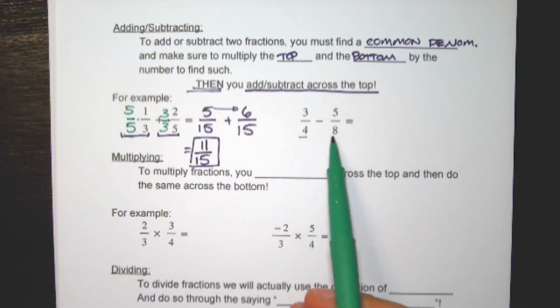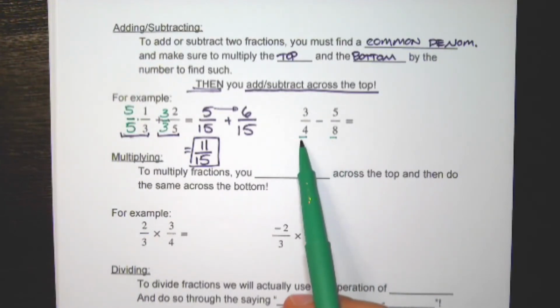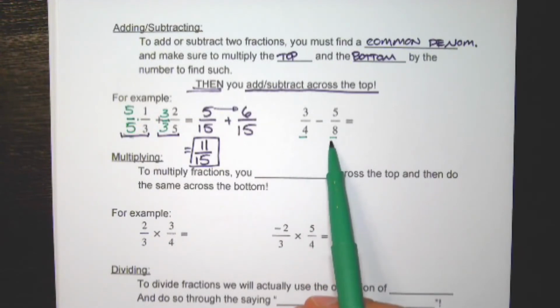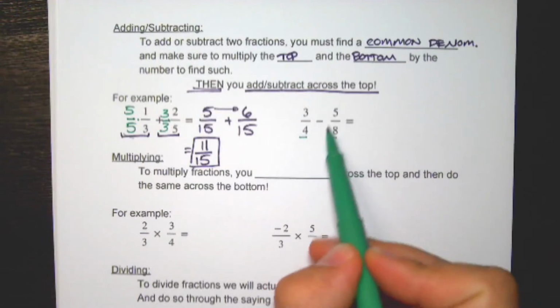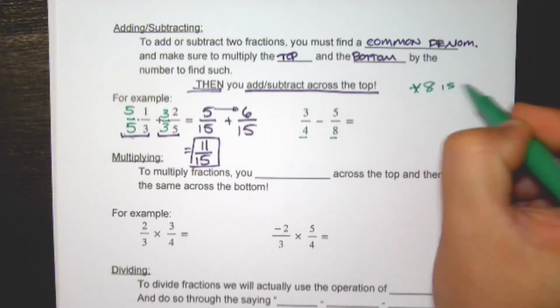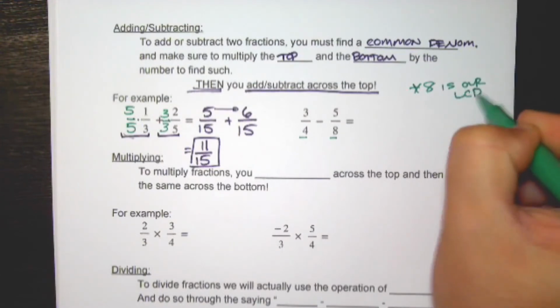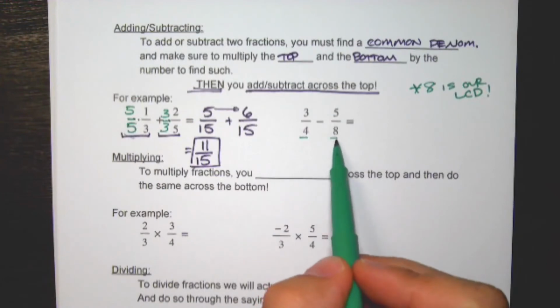What do we know about 4 and 8? Well, 8 goes into 8, right? It has to go into itself. But how many times does 4 go into 8? Does it go in nicely? Yeah, right? It goes in 2 times. So we already have a common denominator, which means that that 8 was our LCD, or least common denominator. So here's a nice thing if we can spot that least common denominator already part of the problem.